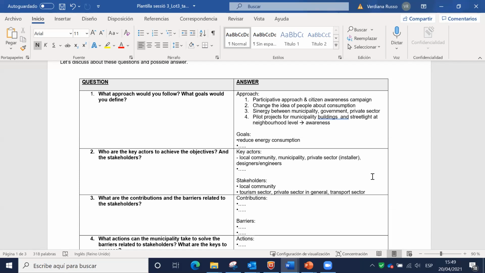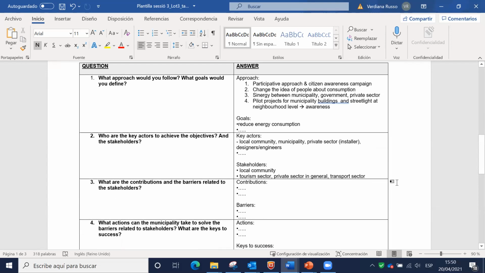And the key actors to achieve the objectives are the local community, the municipality, private sector, and the designers or engineers that would provide proper designs. And the stakeholders are the local community, the tourism sector, private sector, and the transport sector.